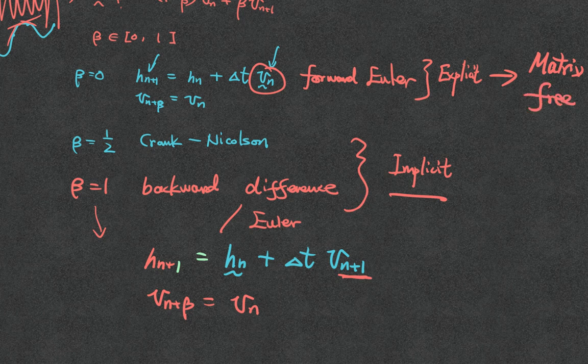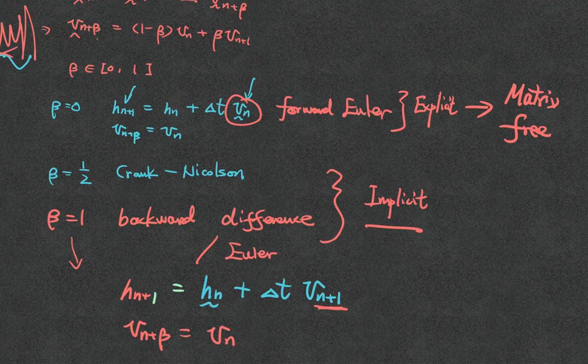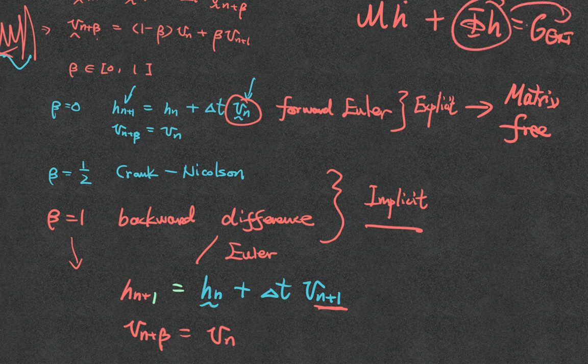Okay, do you know what a matrix-free manner is? Remember that I have M H dot plus this plus G external. Now if I move this to the left-hand side, I only have M H dot equals G external minus this term, right? Okay, you see what I mean?